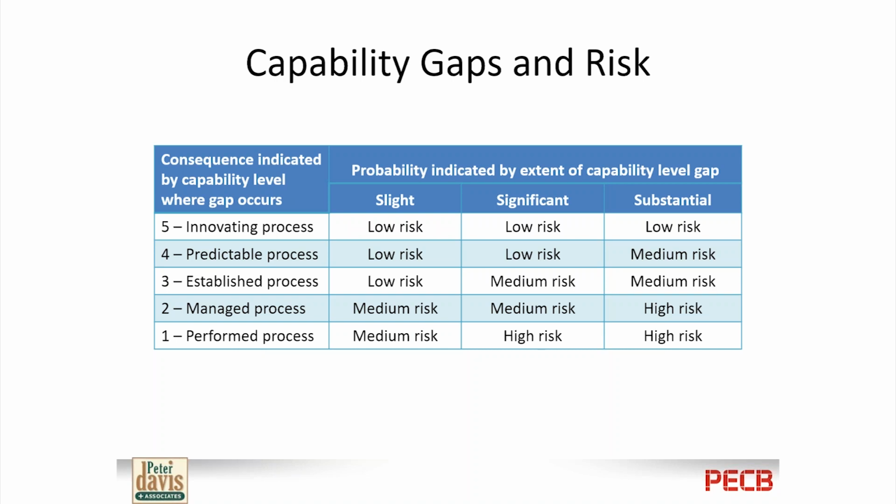So this goes back to that diagram from SPICE, where we said we can do our capability determination that gives us some indication of risk with respect to the process. So here's a table you can use to say if you're only a level 1 and you have substantial capability level gap, then you're at high risk with respect to this process. And if you do that for every one of your processes and they all come back as high risk, then you are at risk, obviously, as an organization.